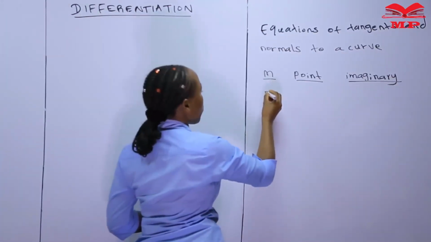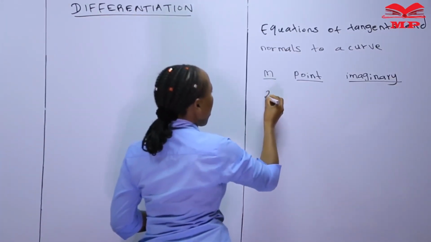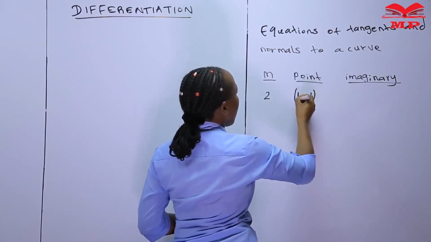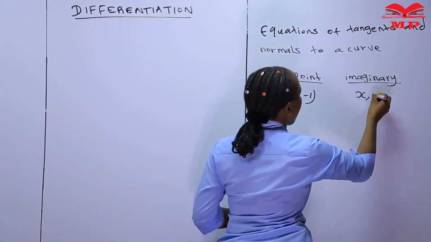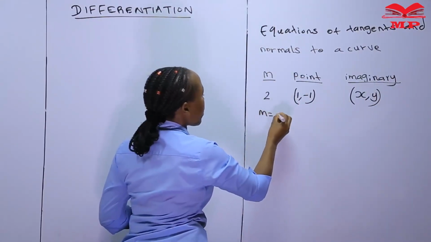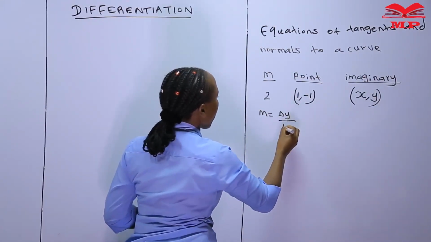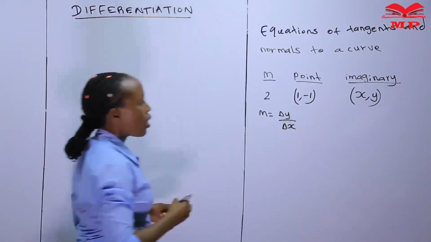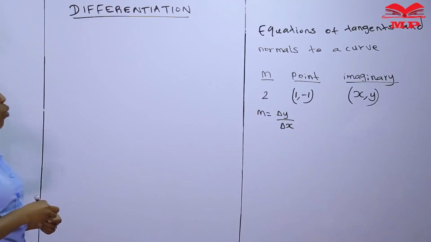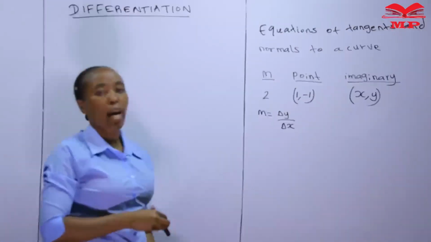So when you have the gradient m, let's say you have 2, you have the point, let's say (1, -1), and you have the imaginary point (x, y), then you can use the formula whereby the gradient is given by change in y all over change in x to get the equation of the tangent and the equation of the normal to a curve.